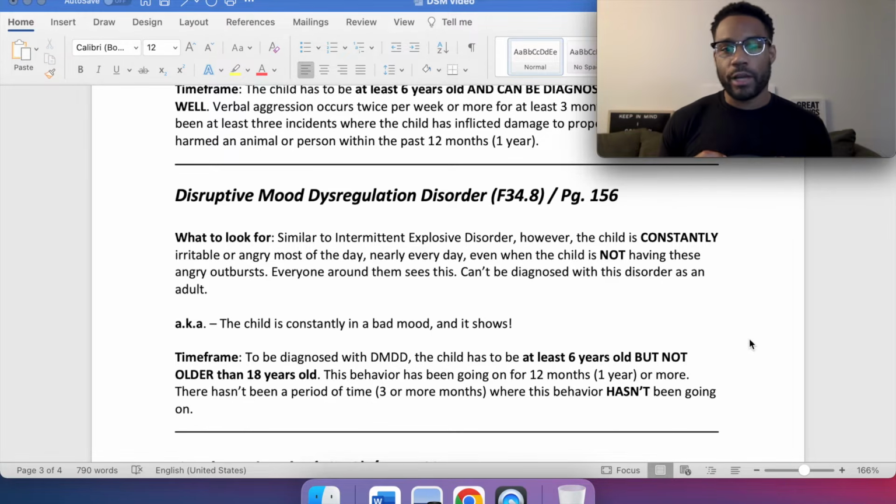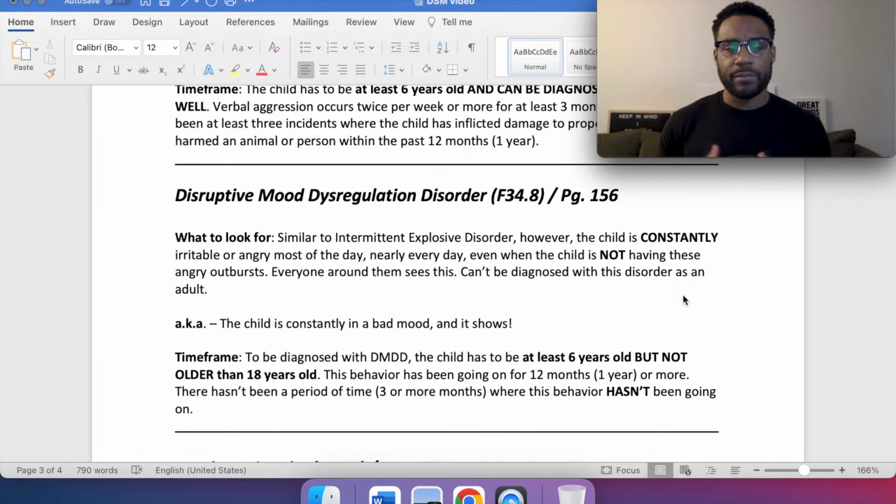And also we know that if they're speaking to an adult, we can automatically rule this one out if this is one of the answer choices, because this is only for children to be diagnosed with. And the time frame to be diagnosed with DMDD, the child has to be at least 6 years old, but not older than 18 years old. This behavior has been going on for 12 months, so 1 year or more. There hasn't been a period of time, 3 or more months, where the behavior hasn't been going on.